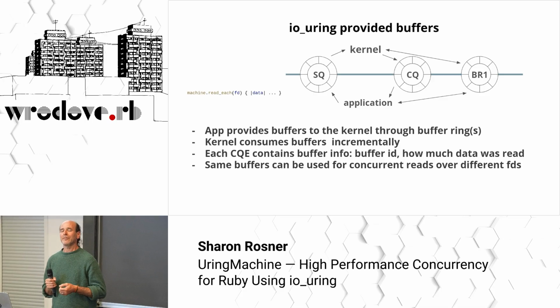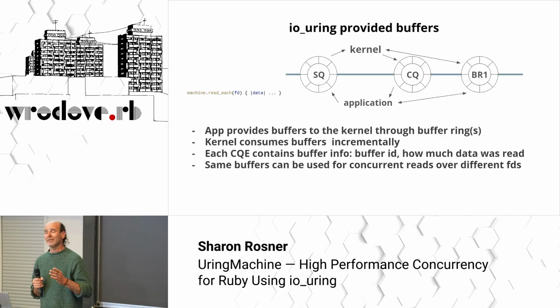And in recent versions of the kernel, IO-Uring is able to consume buffers incrementally, such that, for example, if you provide a buffer that is 16 kilobytes in size, if you only read 3 bytes, then the kernel will only consume 3 bytes from the buffer. And the next time it reads data, it will put the data where it left off.